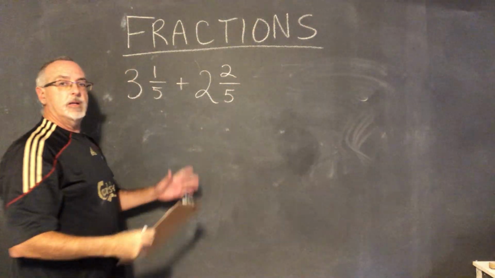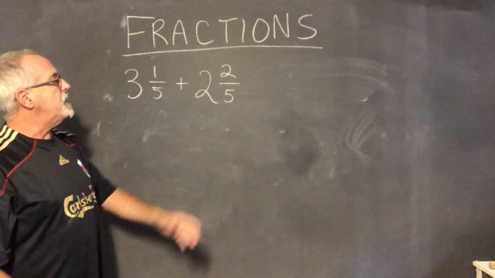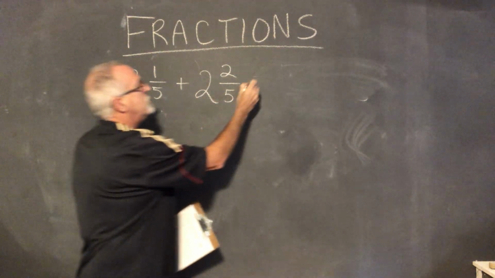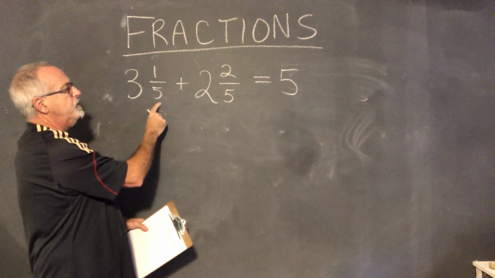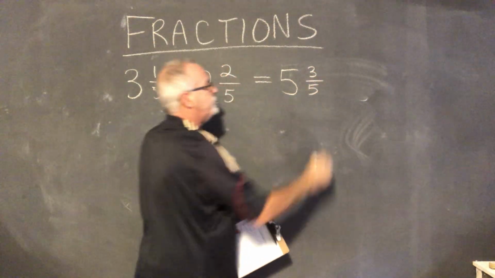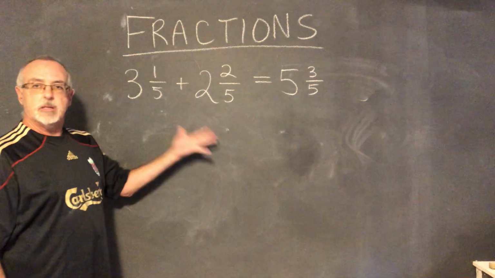So again, this is a fairly simple one because we already have a common denominator, which means we can get right into it. We can add the whole numbers. 3 plus 2 equals 5. But then we can also add our fractions. 1/5 plus 2/5 equals 3/5. So it really is as easy as that. It is a way of adding two mixed numbers.